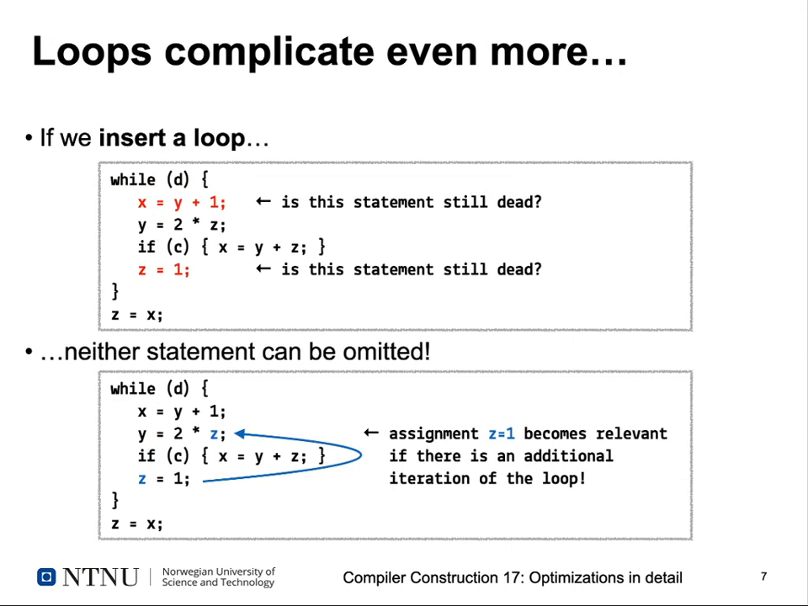Now things get even more complicated if we insert a loop, because we can run through the body of a loop multiple times, or we can enter the loop for the first time when entering through the while statement here. So if we insert a loop that covers the first 4 statements and the 5th statement, z equals x, is the first statement after the loop, then we actually are unable to omit either statement.